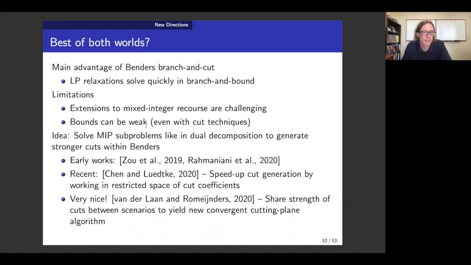There's some very interesting work that's been done along those lines, and with my student Ray Chen, we did some additional work. And this paper I mentioned with Ward Romeijnders fits very well into that framework as well, where they are using the strength of these dual decomposition ideas within this branch and cut approach. So I think there's a really exciting new direction for this area.